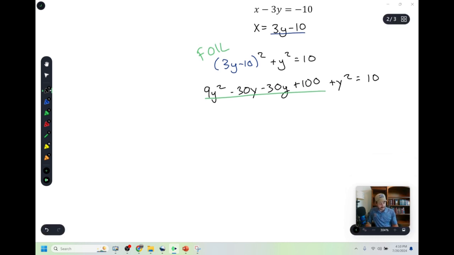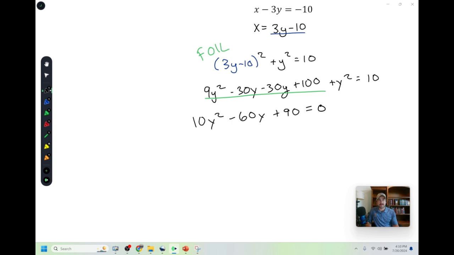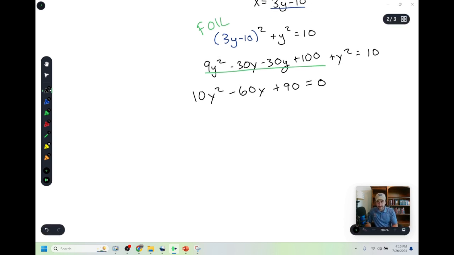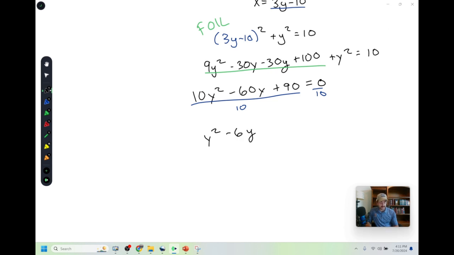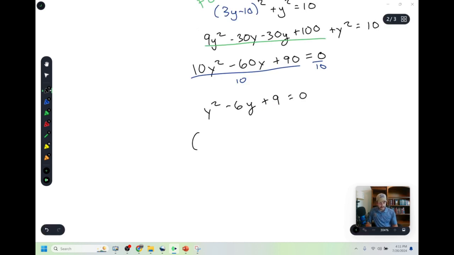All right, so 9y squared plus y squared is 10y squared minus 60y, combine like terms in the middle, plus 100. I might go ahead and move this 10 over, minus 10, so we're going to go plus 90 equals 0. Before I solve this, you could go ahead and use the quadratic formula, or we can make our lives a little better and divide by 10 on both sides. Get y squared minus 6y plus 9 equals 0. Way easier to solve. Now we've got y, looks like negative 3, negative 3. Y minus 3 squared equals 0.